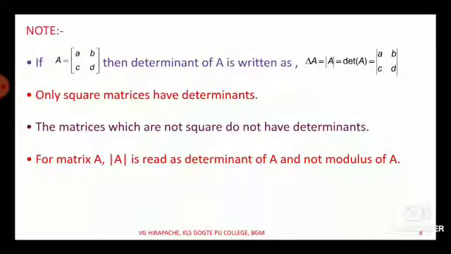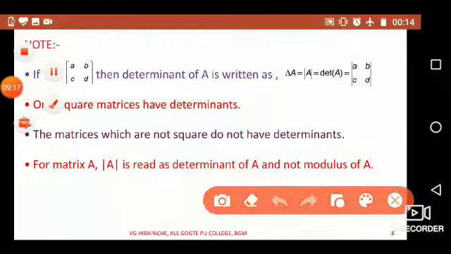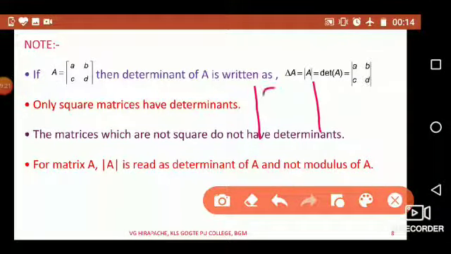Here is one note. If A is a matrix containing the elements a, b in the first row and c, d in the second row, then the determinant of A is written as delta A or determinant of A or det A. Now, the given matrix A we are writing in the form of a determinant. This is the notation for determinant. In this symbol, we write the elements of the first row and second row.